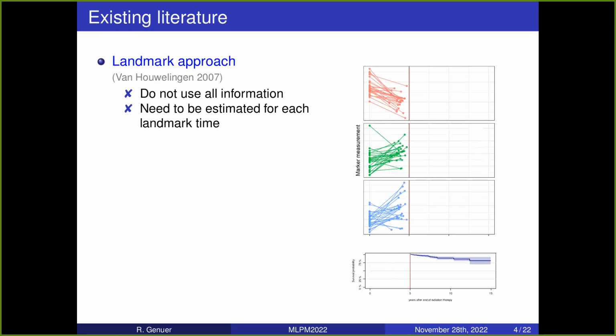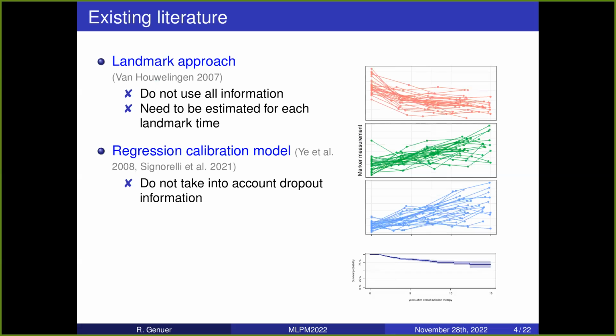Another way to do this is to use a regression calibration model. This is a 2-step method. Here you will take all the information into account, but you will not take into account the dropout information. So instead, you will have some biased probability at the end.